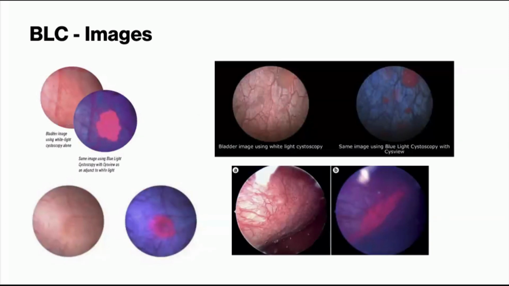In the top right, those are some examples of papillary tumors. You could argue that you're able to fairly easily identify them on white light cysto, but some of the smaller ones, you could feasibly miss them if you were just doing a quick scan of the area. But on blue light, they are very, very obvious and in contrast to the background.